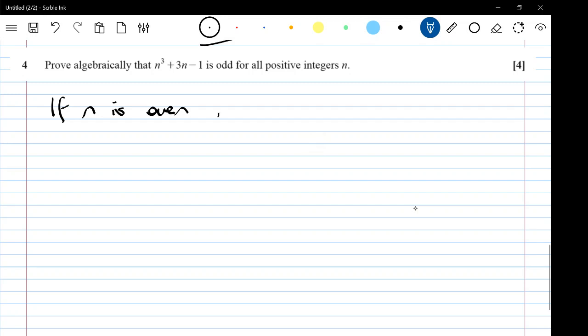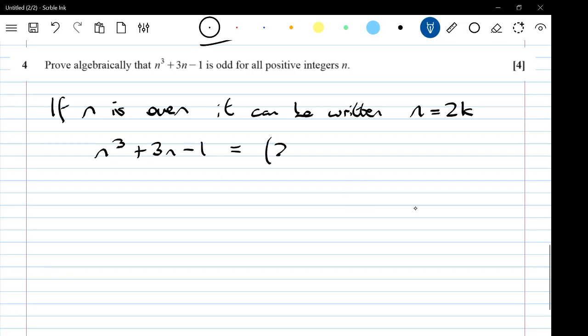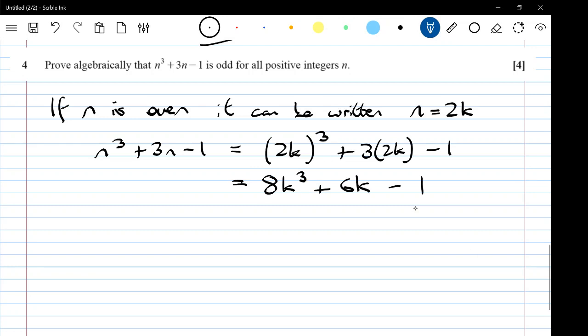So if it's even, it can be written as n equals 2k. I'm using k. I can use whatever letter that I like. So that means the equation n cubed plus 3n minus 1 is 2k cubed plus 3 times 2k minus 1. And I've got to do something with that, so that's 8k cubed plus 6k minus 1.